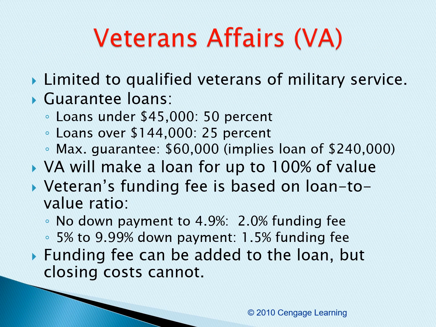The last type of loan that we're going to talk about here is Veterans Affairs. So this is a VA mortgage, and this is for qualified veterans or widows or widowers of veterans. What they do at the VA is they guarantee loans. So they will guarantee certain percentages depending on how much you're actually borrowing. They will make a loan up to 100% of value. There is a funding fee that is associated with a VA loan.